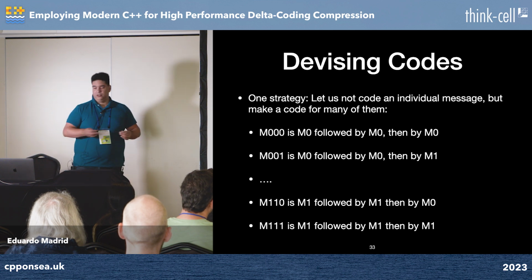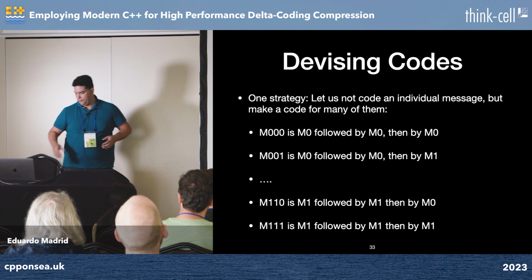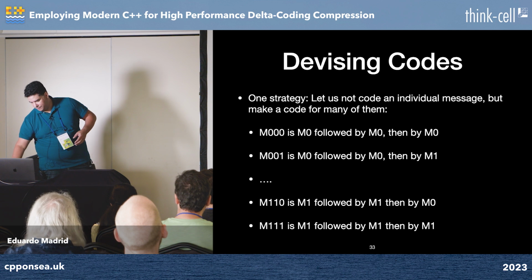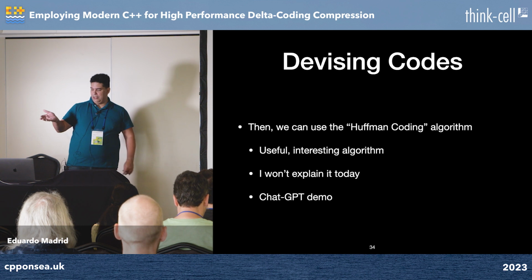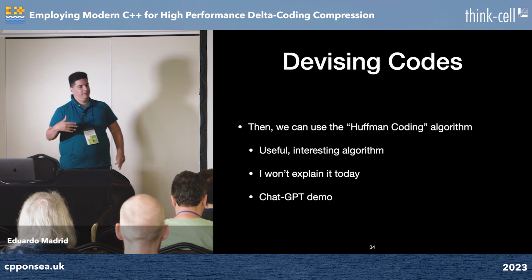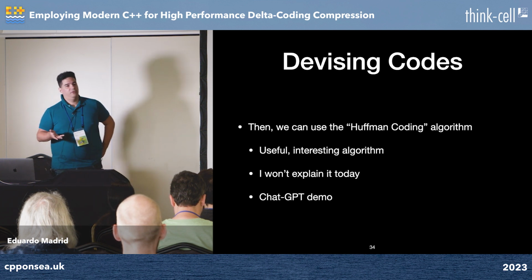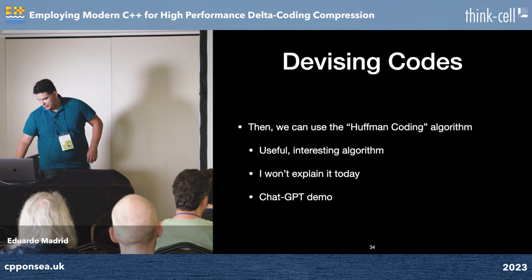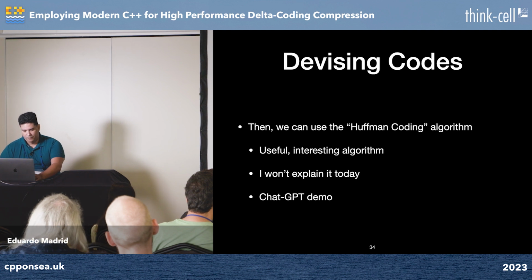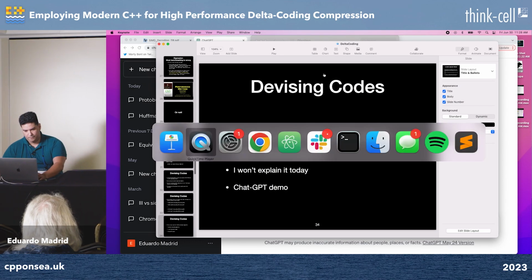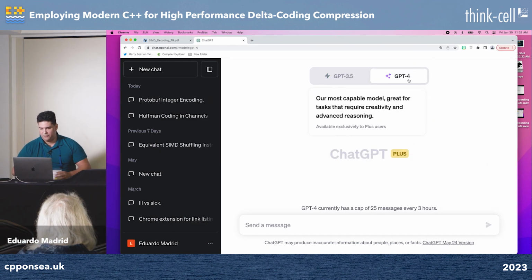One strategy is to not code message by message individually, but to code groups of them. And so we will have something like this. And then we can use the Huffman coding algorithm, which is a very simple algorithm that I encourage you wholeheartedly to study because it is useful and interesting. And what I'm going to do is to attempt to get ChatGPT to do that for me. ChatGPT 4.